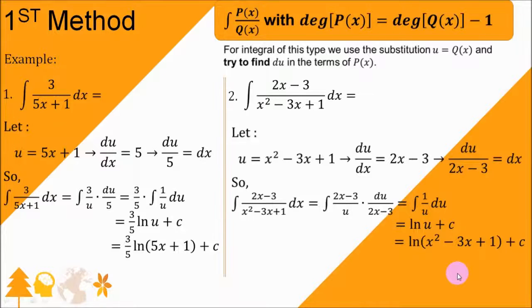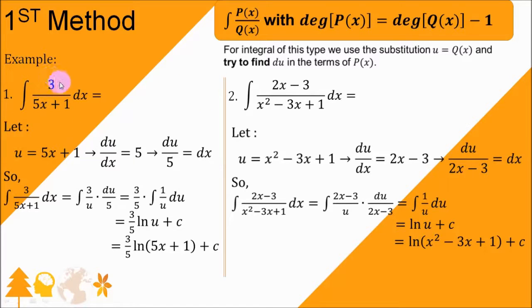So let's see the examples. Here we have the first method, where the degree of P(x) is equal to the degree of Q(x) minus 1. In this case we can use substitution, letting u equal Q(x), and then find du. It is usually the same as the substitution method. Let's see the example here.